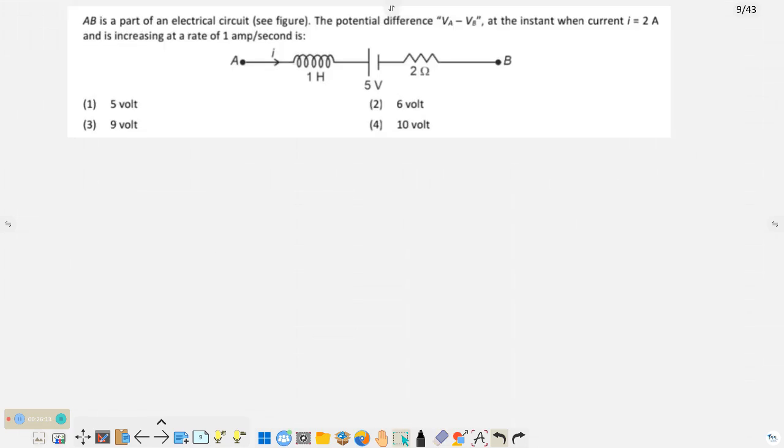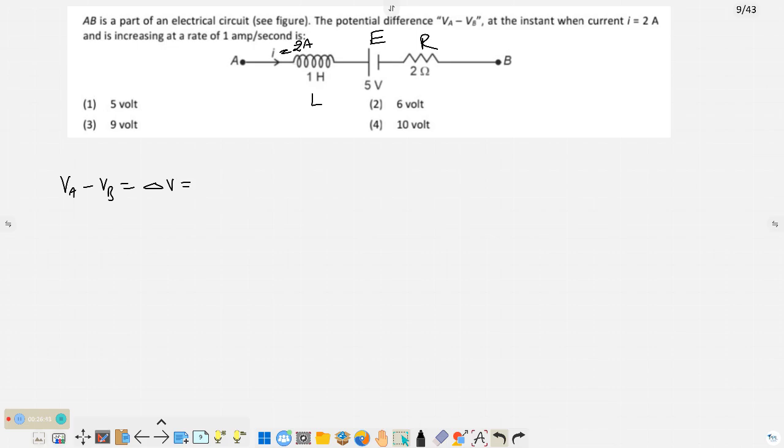The next question is given in the EMI topic. They have given a circuit which contains an inductor L, a battery of EMF E, and a resistor R connected as well, looking like this, and there is a current flowing. This current I is flowing according to the given question. How much current is flowing across this? 2 amperes. They are asking to find the potential difference across AB, VA minus VB, that is nothing but delta V across AB.